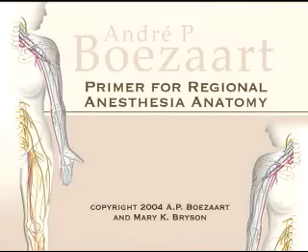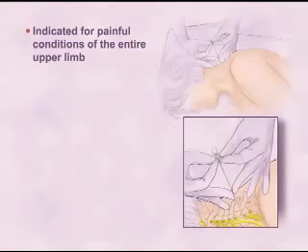It is advisable to study the appropriate essential anatomy as outlined in the Primer of Regional Anesthesia Anatomy before studying the continuous cervical paravertebral block. The cervical paravertebral block is indicated for painful conditions of the entire upper limb.